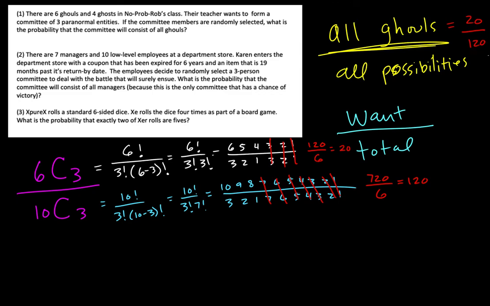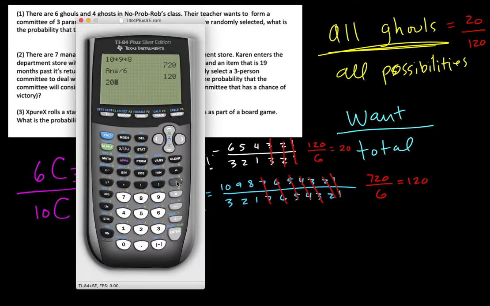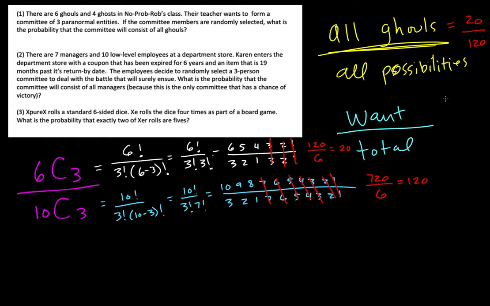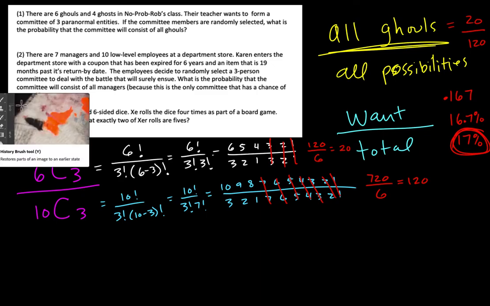So to find the final probability of getting what we want, we just have to do 20 divided by 120. So the probability is 0.167, or if we turn that to a percentage, it's going to be 16.7. And if we round that to the nearest percentage, we're going to get about 17%. Okay? Now let me just erase everything.